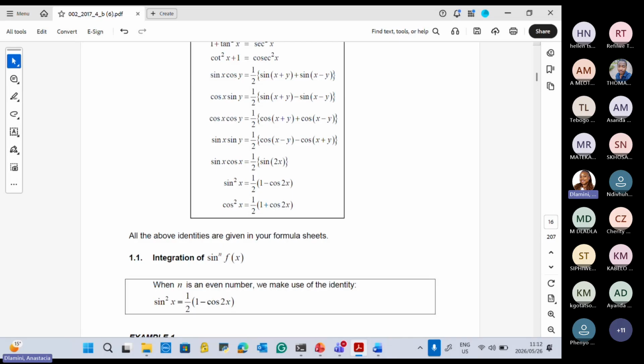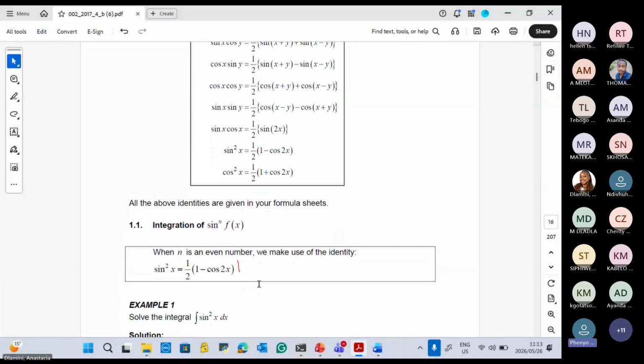Yes, ma'am. Thank you. So if n is even, meaning that number you can divide by 2 and give no remainder, therefore you will use the following identity, this identity over here. Make sense? Yes, ma'am.